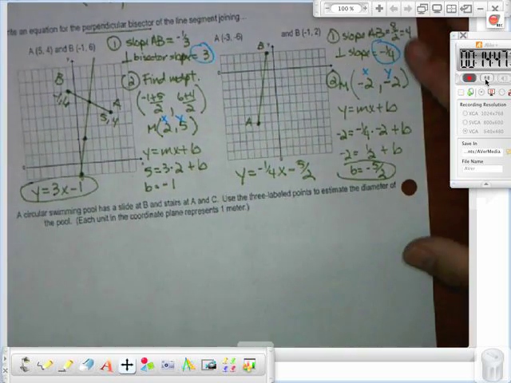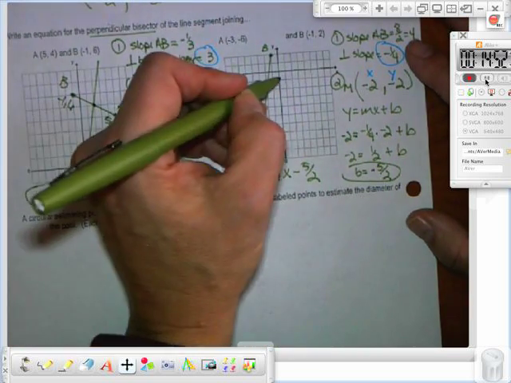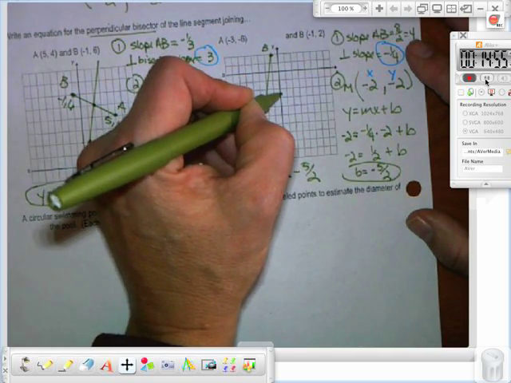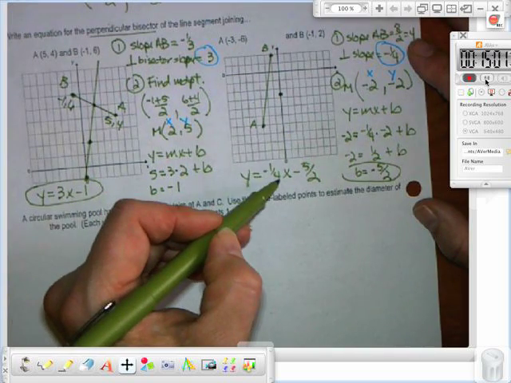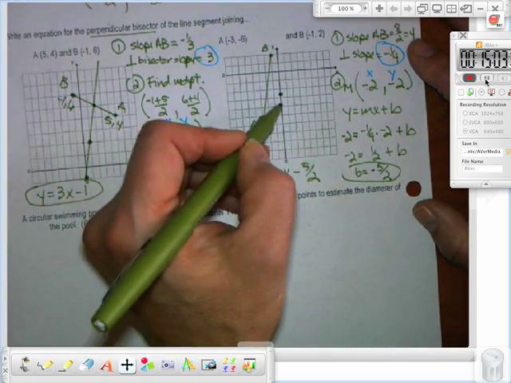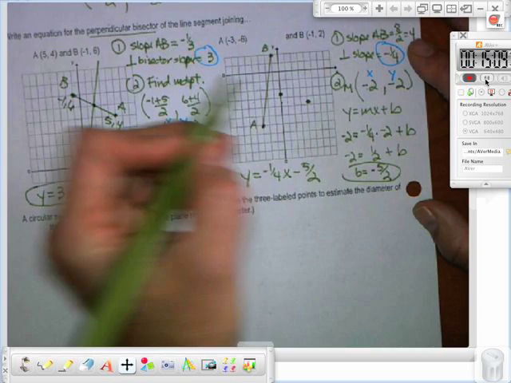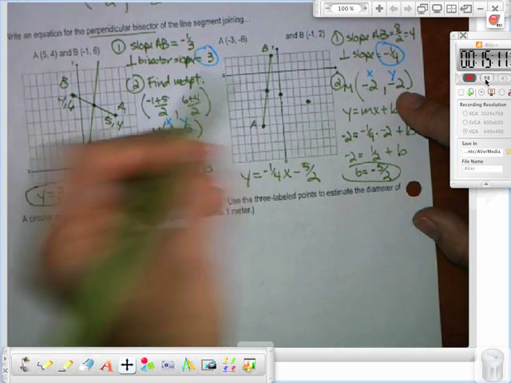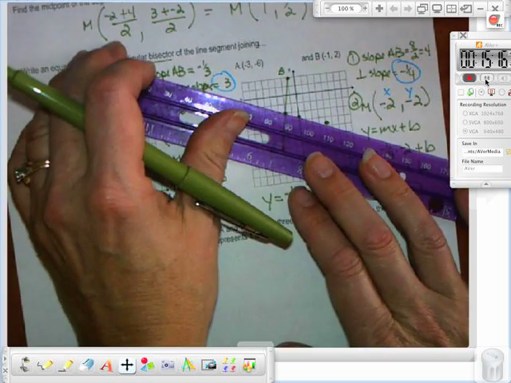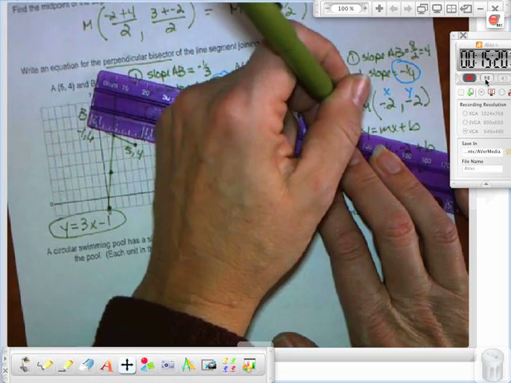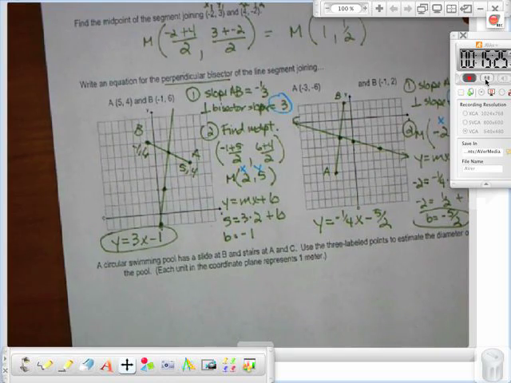Now you could go ahead and plot that, realizing that negative 5/2 is about negative 2.5, so go down 1, 2, and about right there. And then from that point, you would go down 1 over 4, because this is your rise over your run. So down 1 over 4. 1, 2, 3, 4. And remember that it's going to go through this point. So that's also another point on the line, the midpoint. And you can go ahead and just graph that line. There you go. Okay, now that's a perpendicular bisector.